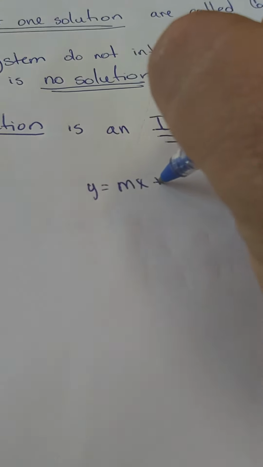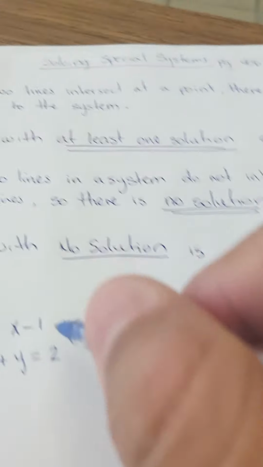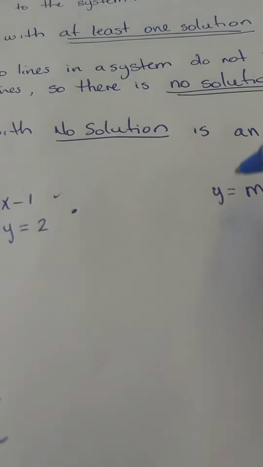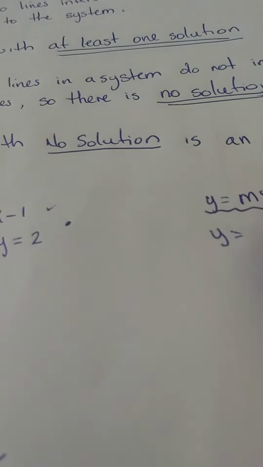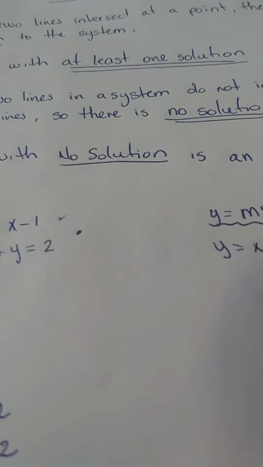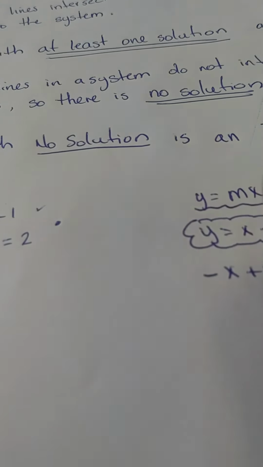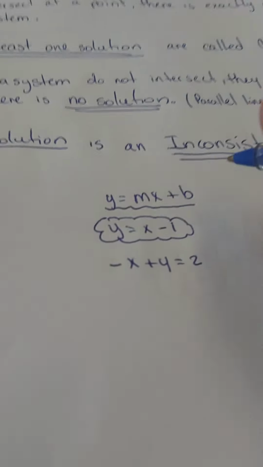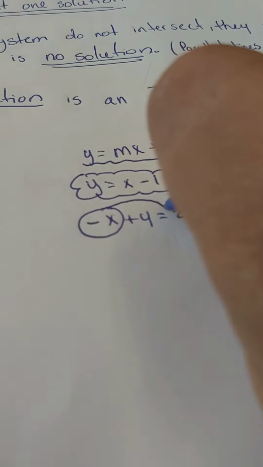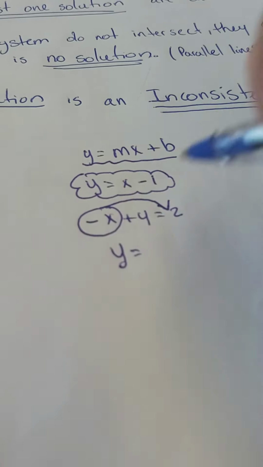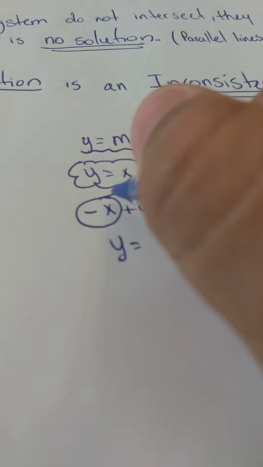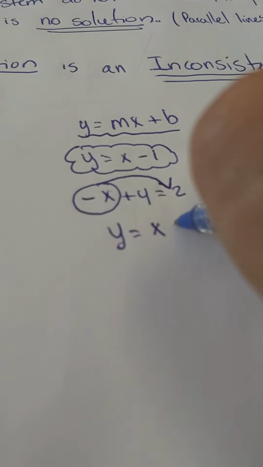Remember that the easiest way to graph is to write your equations in the form y equals mx plus b, slope-intercept form. The first equation, y equals x minus 1, is already in slope-intercept form. Now, the second equation, negative x plus y equals 2, to write it in slope-intercept form, we're going to pass negative x to the other side. So we get that y equals, if we had negative x on this side, on the other side it will be positive x plus 2.